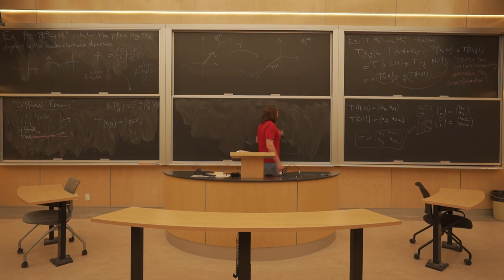Let's generalize this previous example. Let's say I don't want to fix the angle of my rotation. I want to say it's a rotation by theta degrees, so theta from 0 to 2 pi. Let's write it like so. And I'm going to use a specific notation, R sub theta. I want this to be rotation by theta degrees.